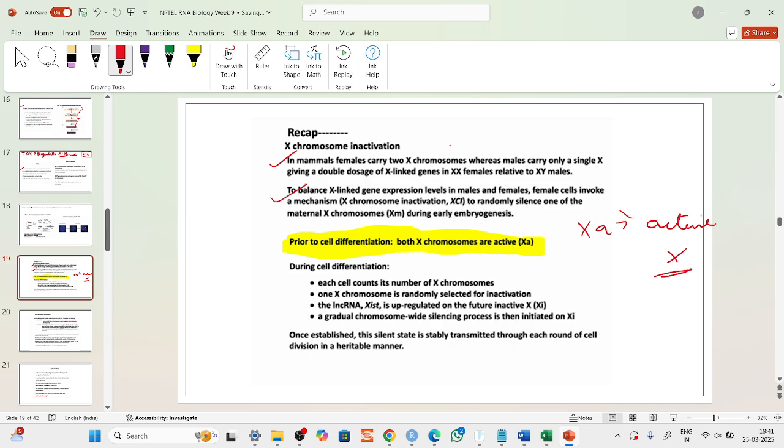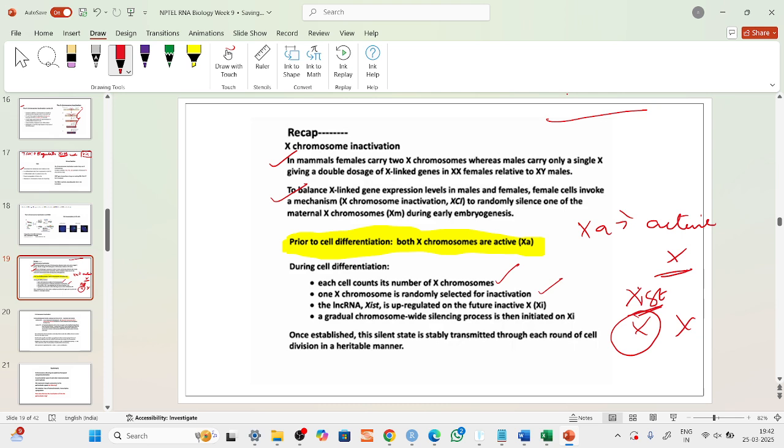During cell differentiation, what happens? Each cell counts its number of X chromosomes. Then one X chromosome is randomly selected for inactivation. The lncRNA XIST is upregulated on the future inactive X. Whichever X is marked for inactivation, in that particular X your XIST is upregulated. Suppose there are two X's and randomly this X has been selected for inactivation. In this particular X only, XIST would get more activated. I hope this is clear.